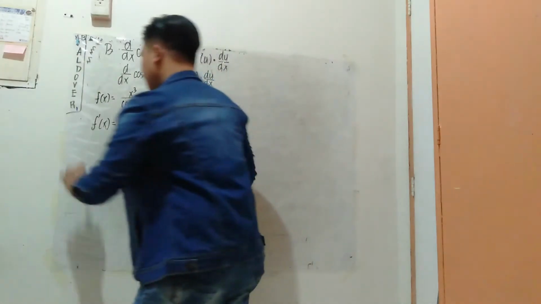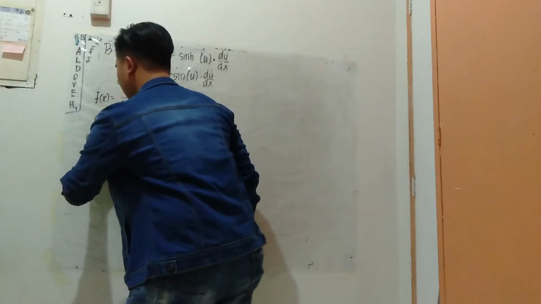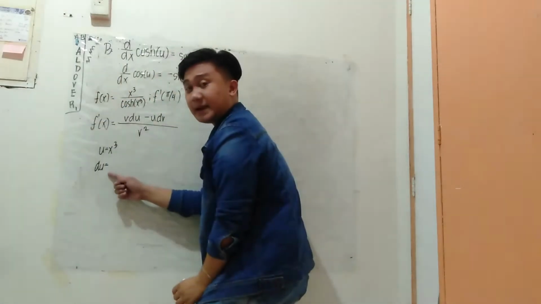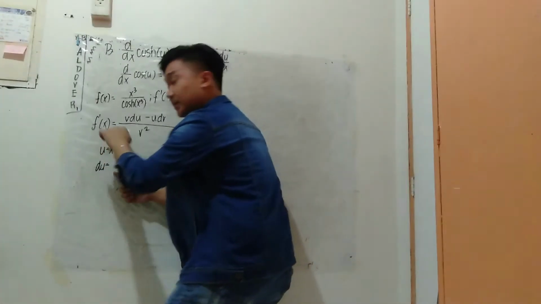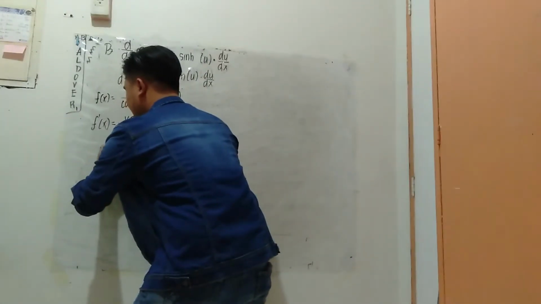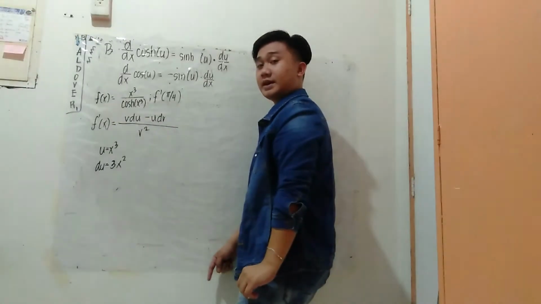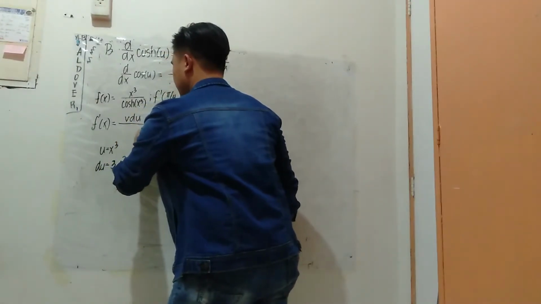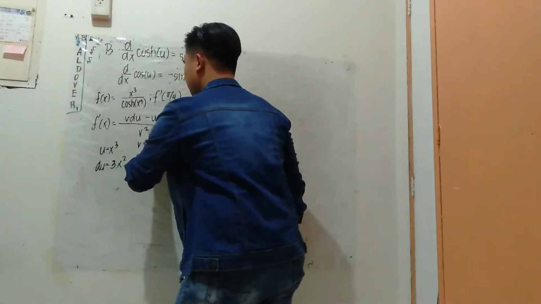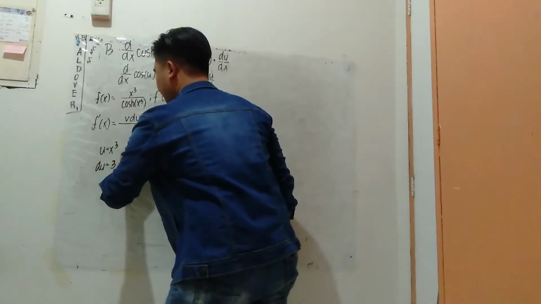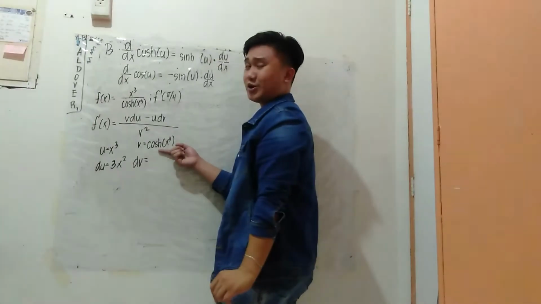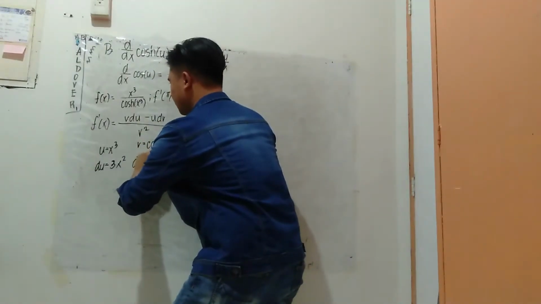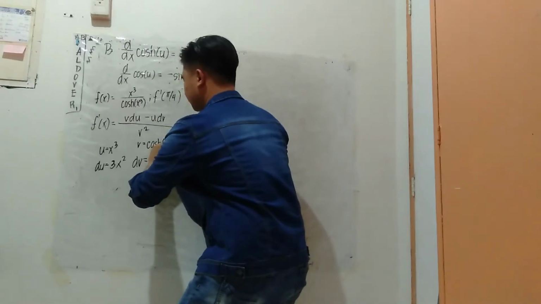Okay. So your u is x cubed. du, bababa yung 3. Pag bumaba, babawasan mo ng isa yung exponent. So that's 3x squared. Okay? Then, your v is cosh x cubed. Derivative of cosh is sinh. So that is sinh x cubed.